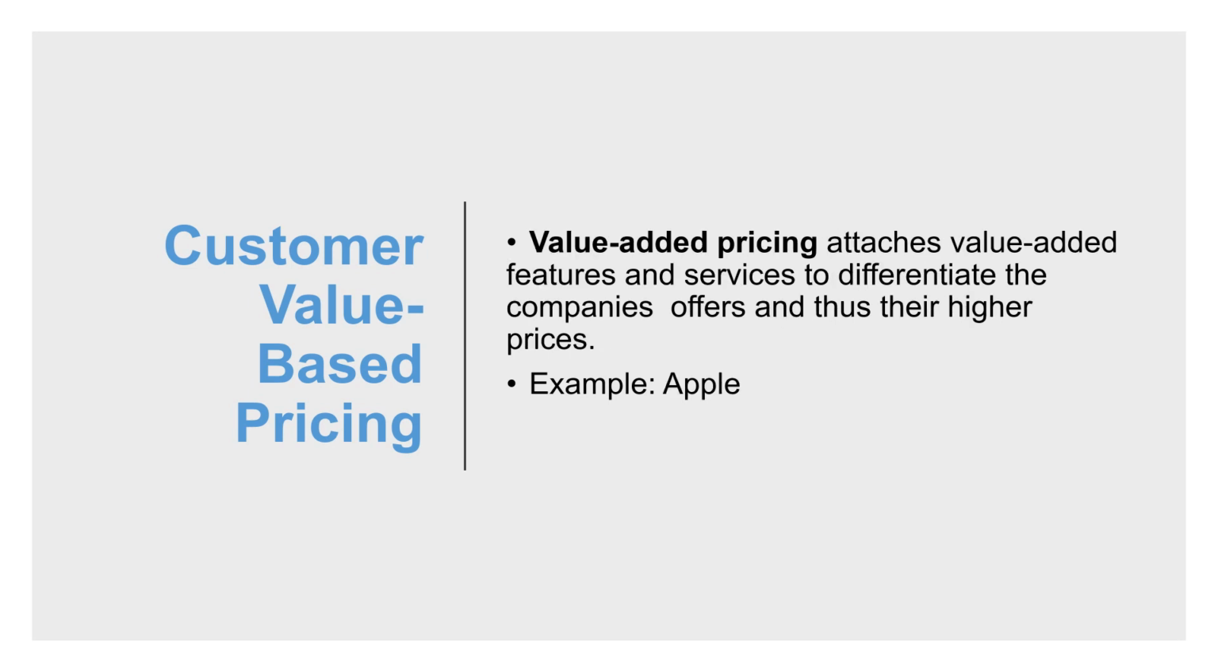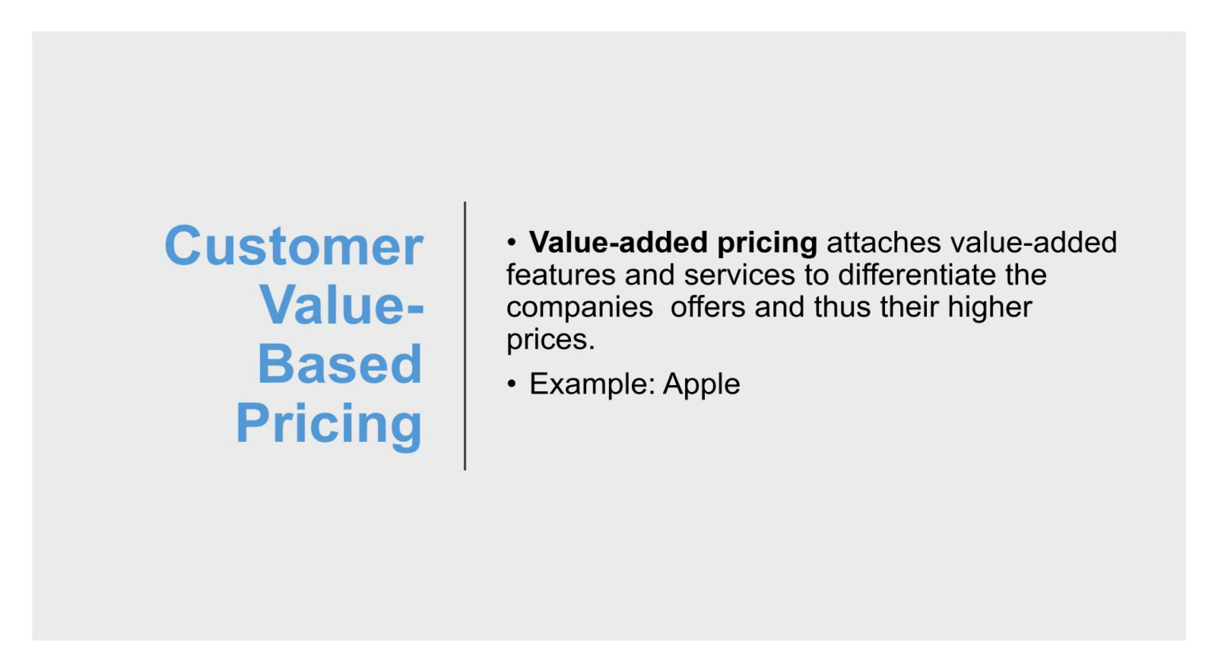We've got value-added pricing, which again is another customer value-based pricing strategy, which attaches value-added features and services to differentiate the company's offers and justify their higher prices. So, for example, Apple promotes a new iPhone every year or year and a half. And the way that they can charge these outrageous prices in the United States, when in India it's so much cheaper, for example, for the same phone, is because in the United States, we actually value or perceive that Apple is innovative and we want all that innovation.